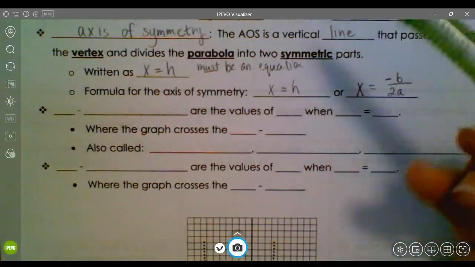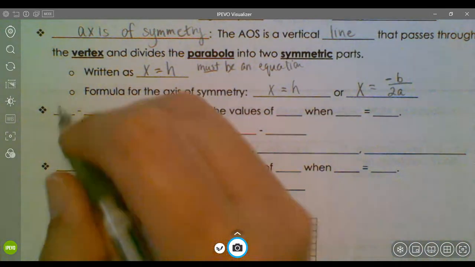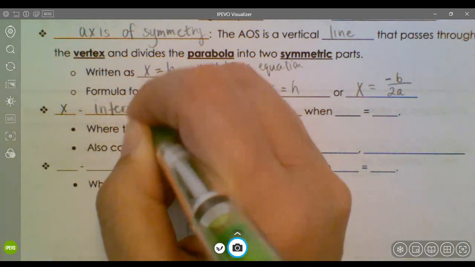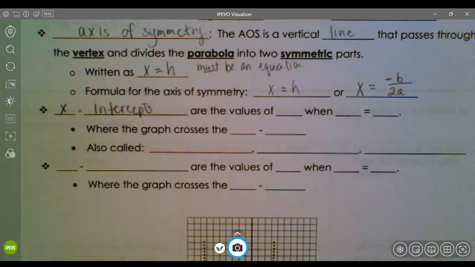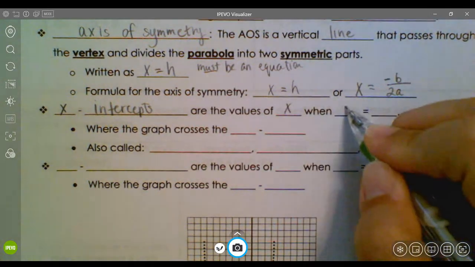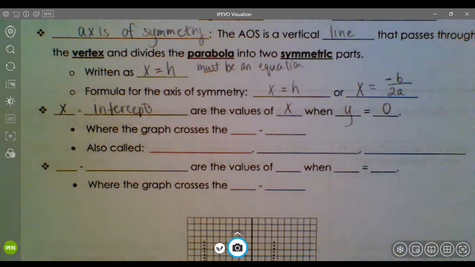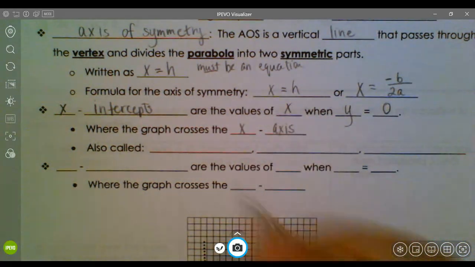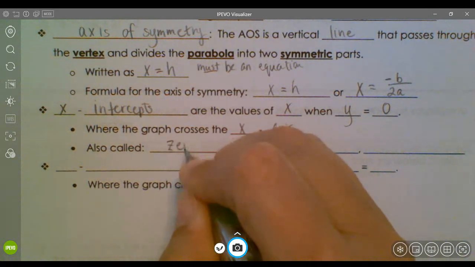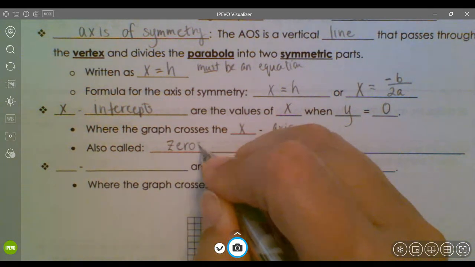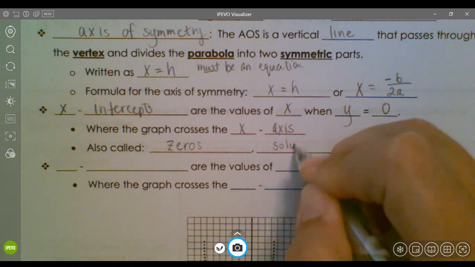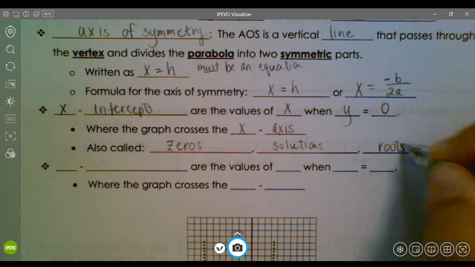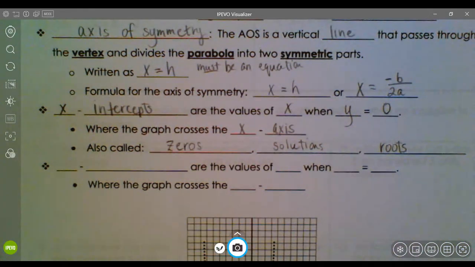So we introduced something new. Now let's review some old things, but we're going to use them in different ways. We've talked about the x-intercepts before. Those are the values of x when y equals 0. It's where the graph crosses the x-axis. We are going to refer to the x-intercepts sometimes as zeros. We'll say, what are the solutions? And when we get into upper level math, we actually call them the roots.